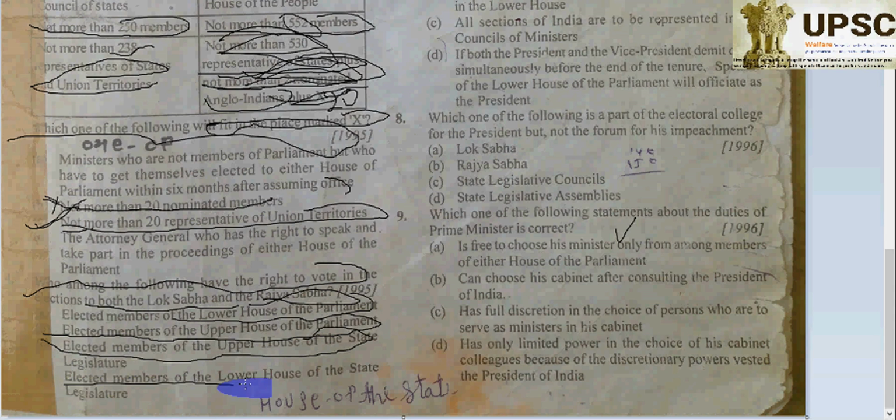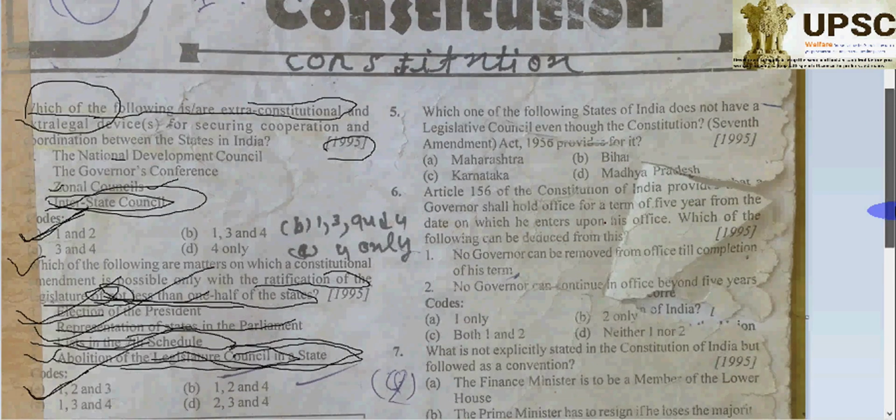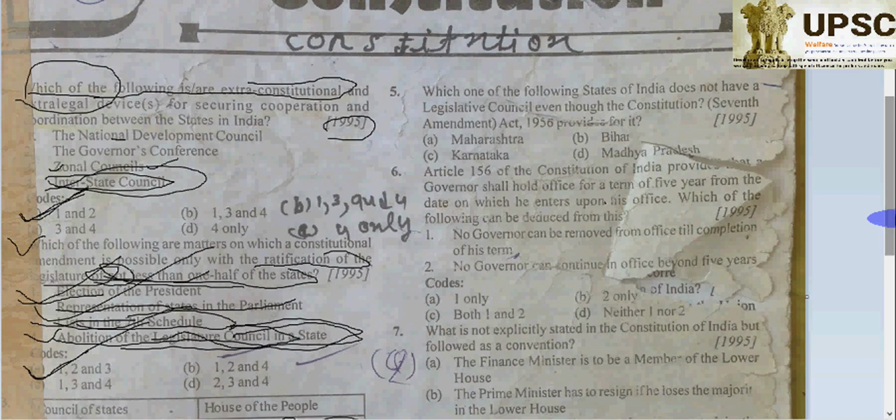So, elected members of the lower house of the state legislature do have the right to vote in the Lok Sabha and the Rajya Sabha both, because it has been clearly defined under Articles 81 and 80. This provision has been given under Articles 80 and 81.